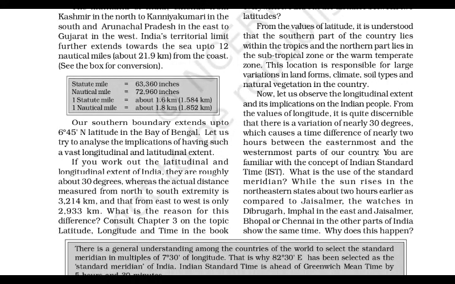Let us try to analyze the implication of having such a vast longitudinal and latitudinal extent. If you work out the latitude and longitude extent of India, they are roughly about 30 degrees, whereas the actual distance measured from north to south extremity is 3214 km, and that from east to west is only 2933 km. What is the reason for this difference?